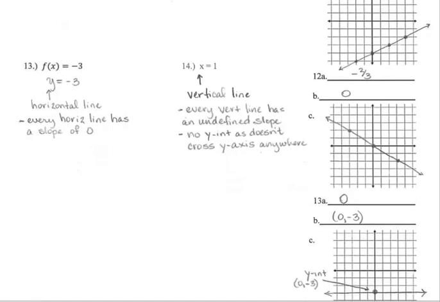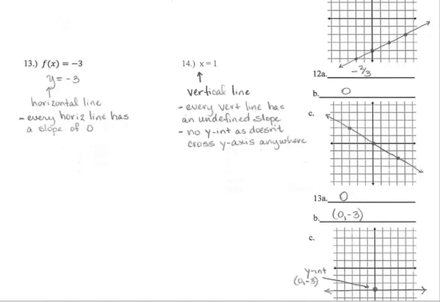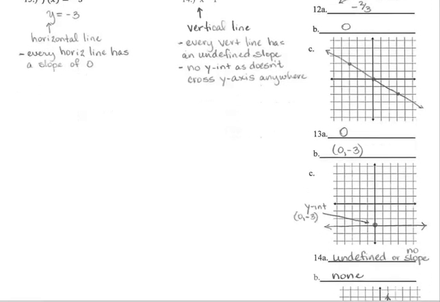All right, then for C, we've got y is equal to negative 3. So every horizontal line on the face of the earth is going to have the equation y equals something. So we know that this is a horizontal line. And every horizontal line has a slope of 0. You also can see that where this is crossing the y-axis is at negative 3, so that's going to be our y-intercept.